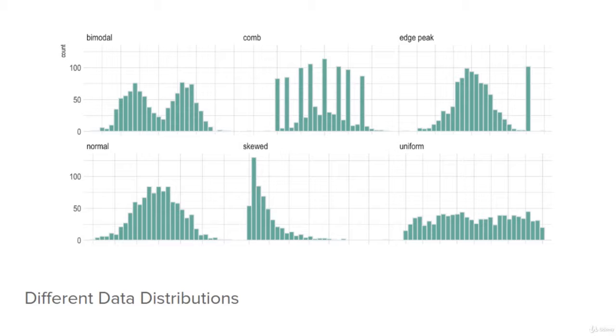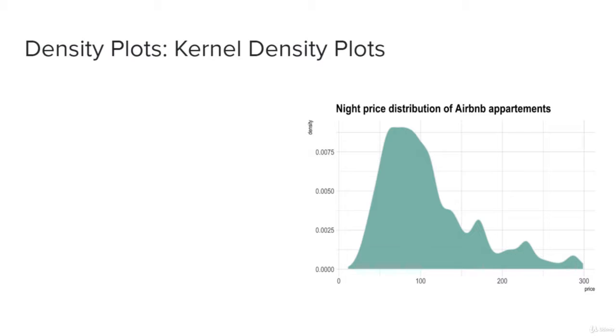So the normal is quite balanced on both sides. It has a peak in the middle. In the skewed distribution, the peak can be either on the left hand side or on the right hand side. It's completely unrelated; it can be on both sides, but the peak will be on either the right or the left hand side. Uniform, there's no maximum peak. You can see that the height of each bar is somewhat the same, uniform. So let's look at density plots.